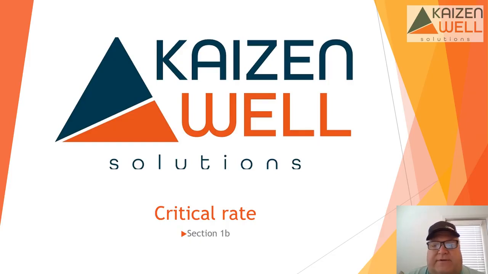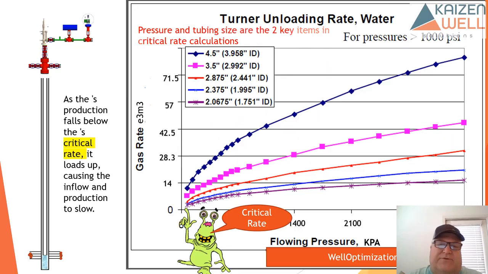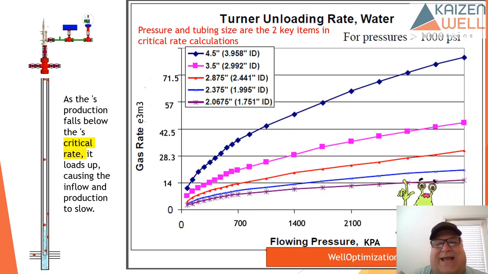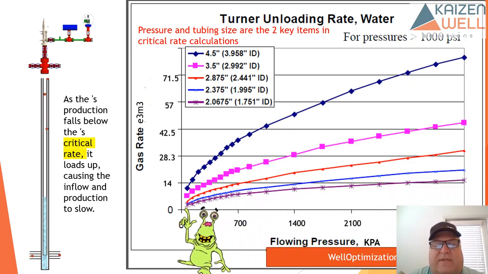I was going to throw together a short little talk about critical rate and what that means to your well. There's really only two key items that impact the critical rate from a 5,000 foot view, I guess. One is pressure, and one is the tubing size, or the area inside that tubing.